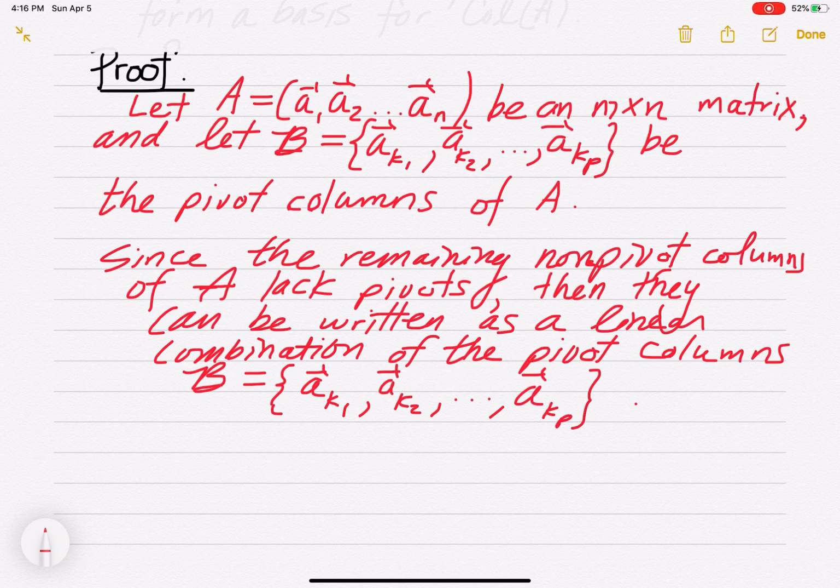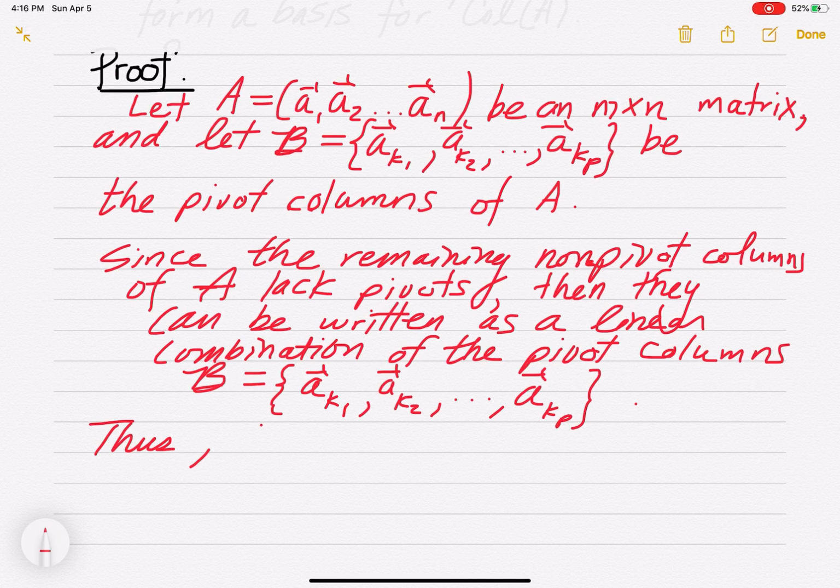So, what we have is A1 through AN, right? A1 through AN are a total set of vectors. A certain number of those vectors are going to have pivots. There's going to be a certain number that may not have pivots. The ones that don't have pivots can be written as linear combinations of the ones that do have pivots. So that means in total, all the vectors A1 through AN can be written as linear combinations, right, of the ones with pivots.